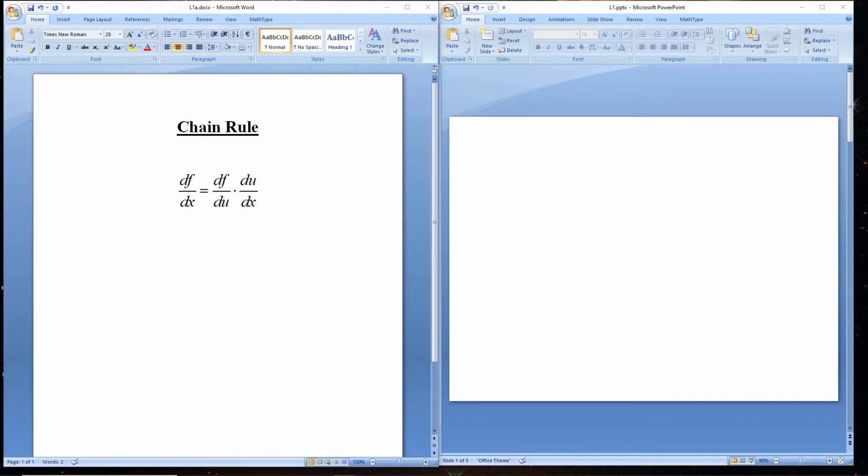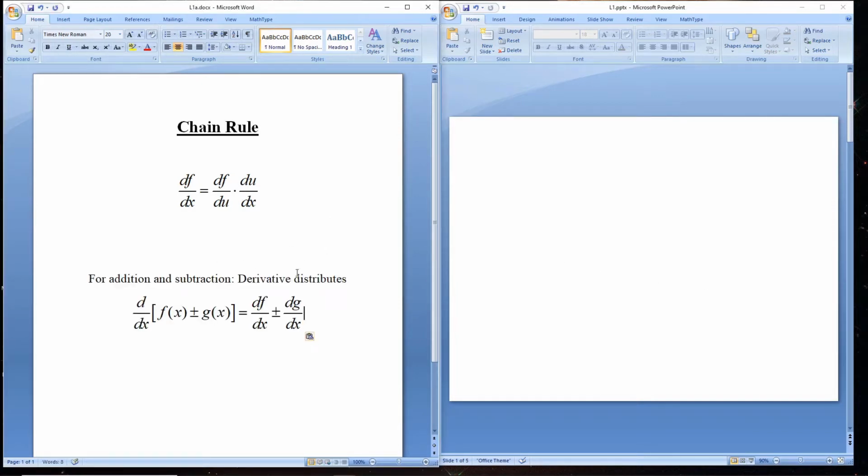And before we get to the chain rule, I just want to reiterate where we're at right now. So we have, for addition and subtraction, derivatives distribute. So if you have the operators of addition or subtraction, then you know how to deal with that when taking a derivative. The derivative distributes, and you can just take the derivative of each term individually.